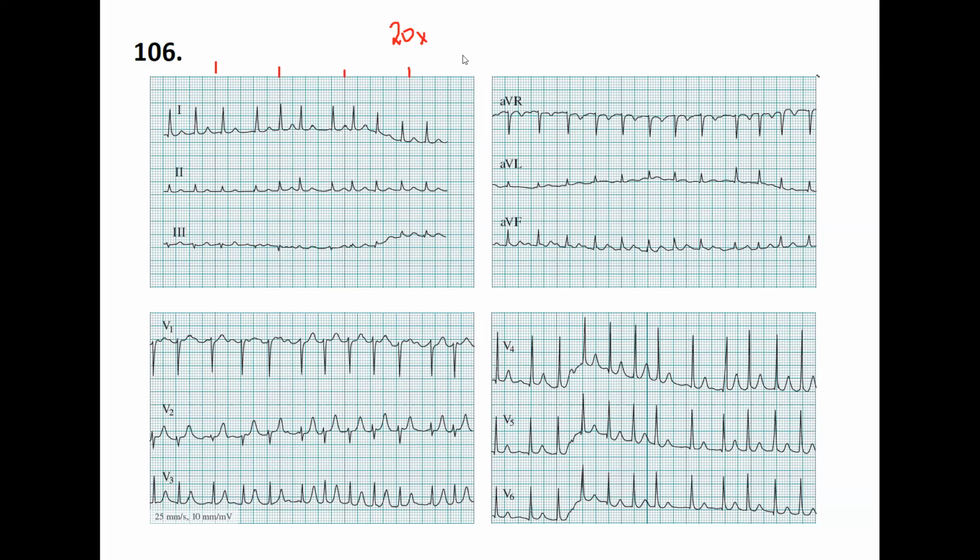1, 2, 3, 4, 5. Well, it looks like it's 100, but it can be a little bit more than 100. It depends on where you are looking and which part you're looking at. It's okay. It's 100. It's tachycardic. Okay, go on.